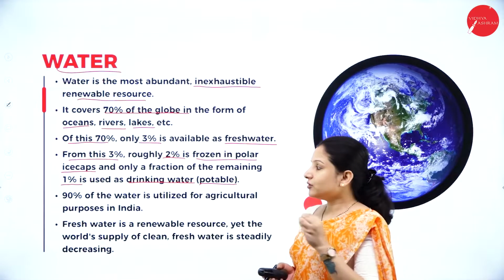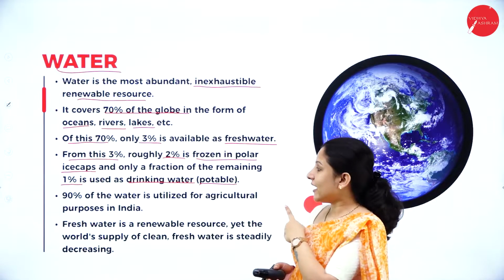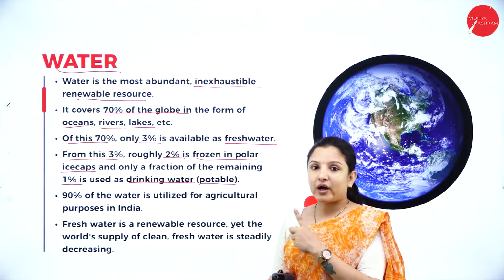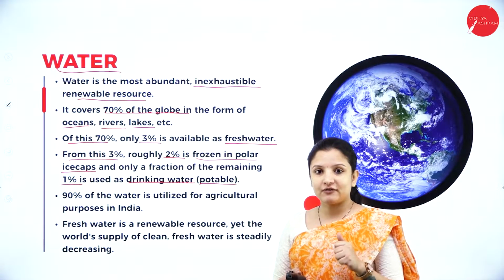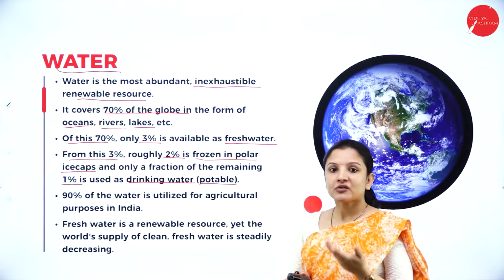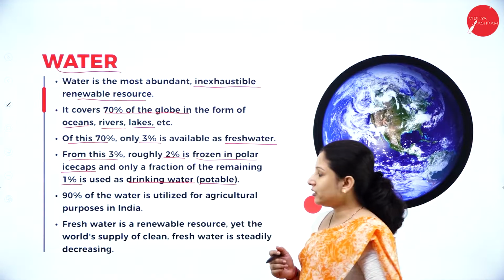So, imagine the whole population of this planet has to depend on this 1% of water. Now we know why it is very important for us to save water, right? Because only 1% is available for drinking or utility purposes, and therefore it is the potable water.